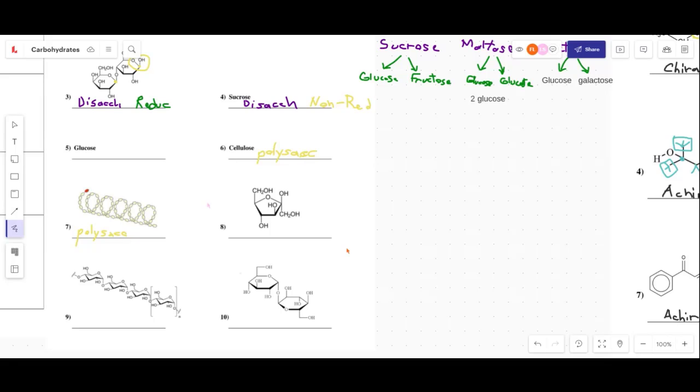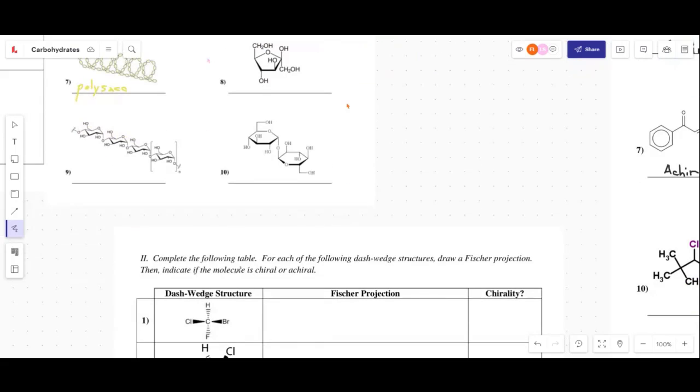Now look at number 10. You know that's a disaccharide. Is that a reducing sugar or a non-reducing sugar? It is a disaccharide. Is it reducing or non-reducing? It is reducing. No, it is not reducing. You have the OH and the H there. But you don't have an OH and an H bonded to the same oxygen.